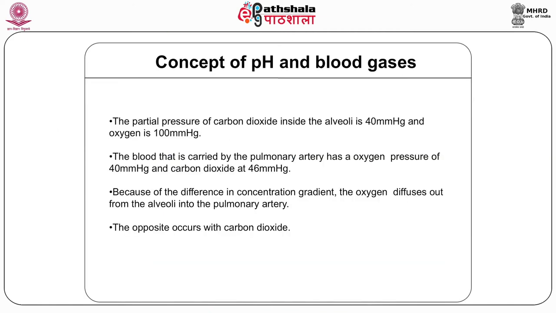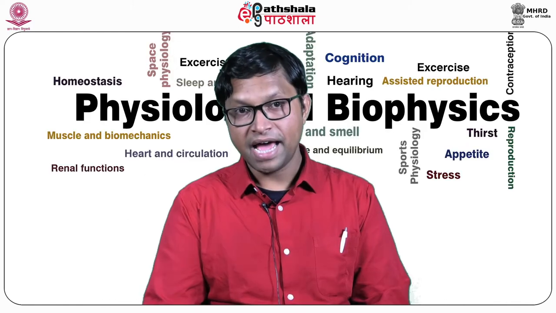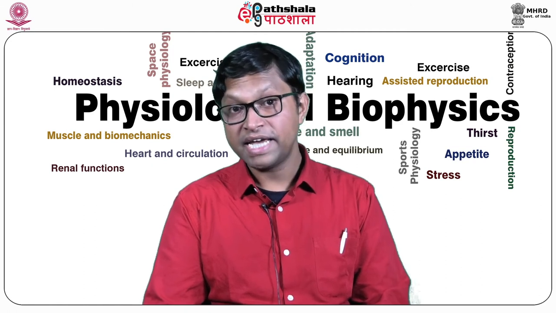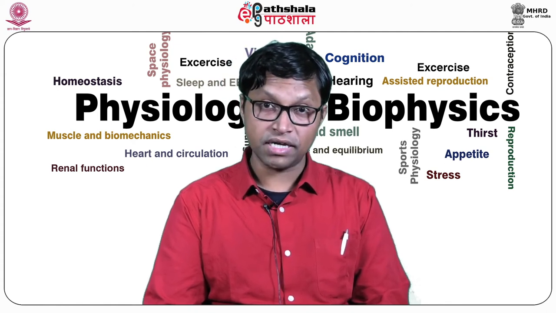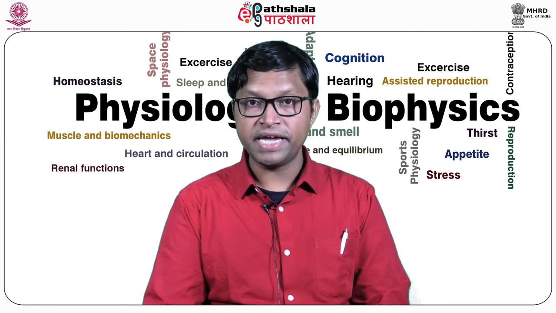The partial pressure of carbon dioxide inside the alveoli is 40 mmHg and oxygen is 100 mmHg. The blood that is carried by the pulmonary artery has an oxygen pressure of 40 mmHg and a carbon dioxide pressure of 46 mmHg. Because of the difference in concentration gradient, the oxygen diffuses from the alveoli into the pulmonary artery. The opposite occurs with carbon dioxide. As the partial pressure of carbon dioxide is higher in the pulmonary artery, the carbon dioxide diffuses out from the artery into the alveoli. The CO2 is then washed off by expiration.